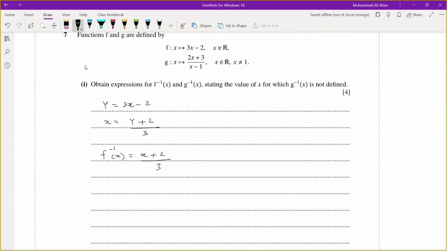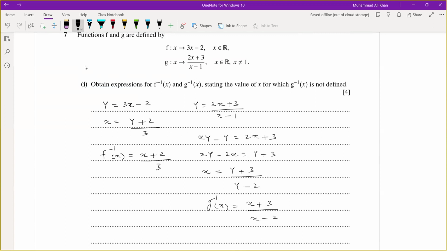And after that, for g, same, y से equate किया जाएगा g function, 2x plus 3 over x minus 1, cross multiplication, xy minus y equals to 2x plus 3. Now, xy minus 2x equals to y plus 3, x common, so it will be y plus 3 divided by y minus 2. This is g inverse of x, which is x plus 3 over x minus 2. ये तो inverse निकल कर आ गए.